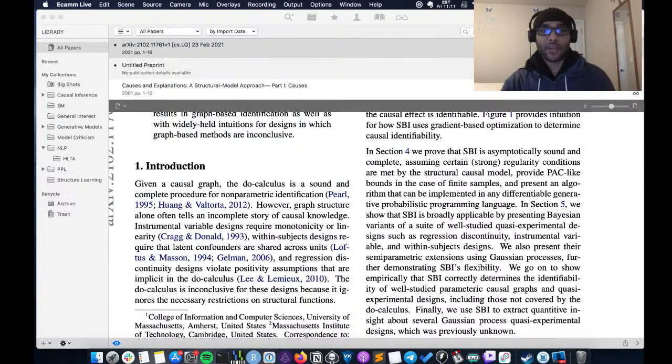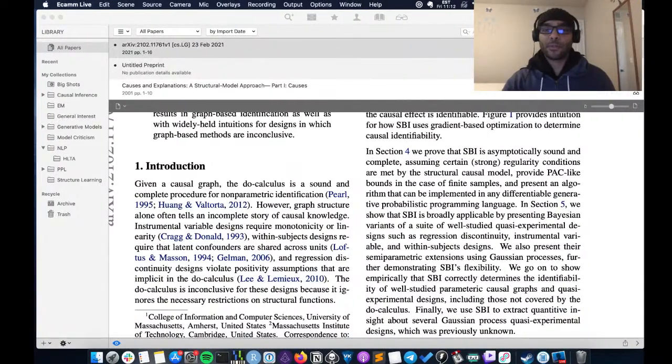Given a causal graph, the do calculus is a sound and complete procedure for nonparametric identification. However, graph structure alone tells us an incomplete story of causal knowledge. Instrumental variable designs require monotonicity or linearity. Within-subjects designs require that latent confounders are shared across units. And regression discontinuity designs violate positivity assumptions that are implicit in the do calculus. The do calculus is inconclusive for these designs because it ignores the necessary restrictions on structural functions.